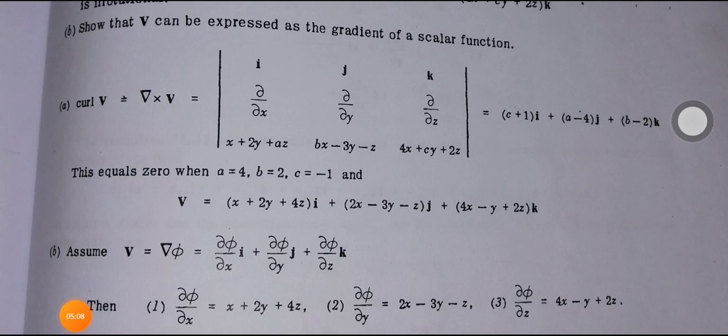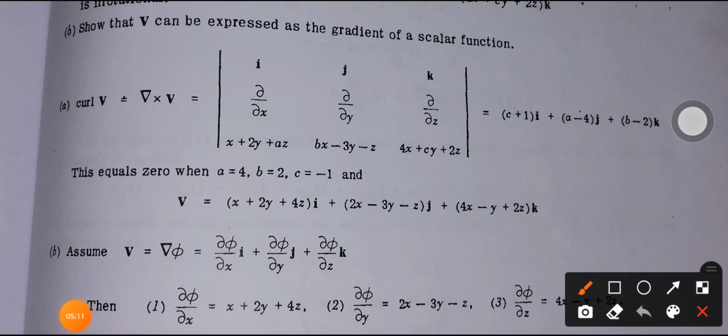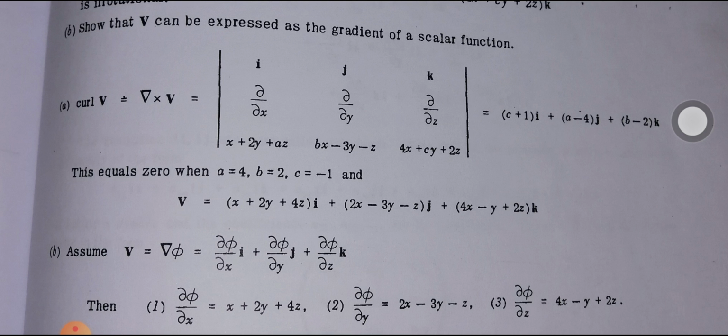Now we are saying that for being irrotational, its curl must be the 0 vector, that is each component must be 0. So we will put c plus 1 equal to 0, a minus 4 equal to 0 and b minus 2 is equal to 0. So we get the values of a, b and c in this case, that is, here we have defined the vector v.